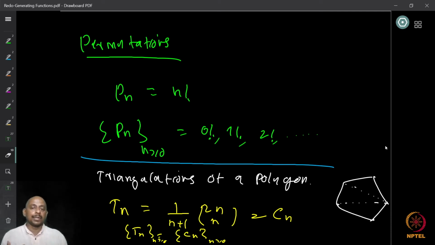Now, once you have a counting sequence, our idea is to put it into a nice function form, and then try to use this function to do several manipulations. And whenever we want, we can retrieve this information immediately. That is the idea.